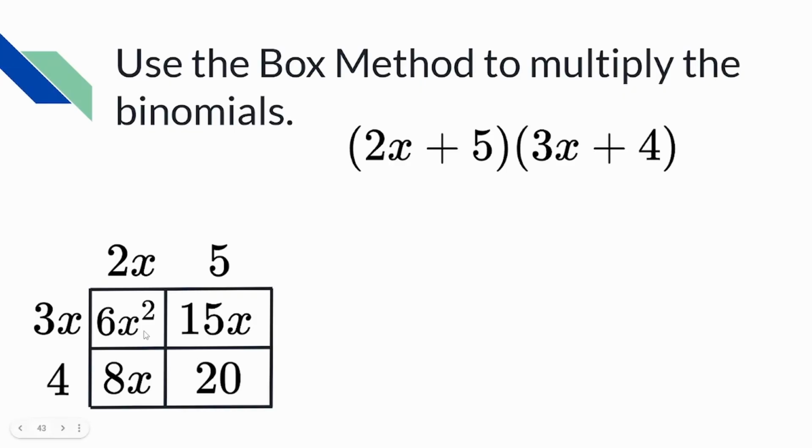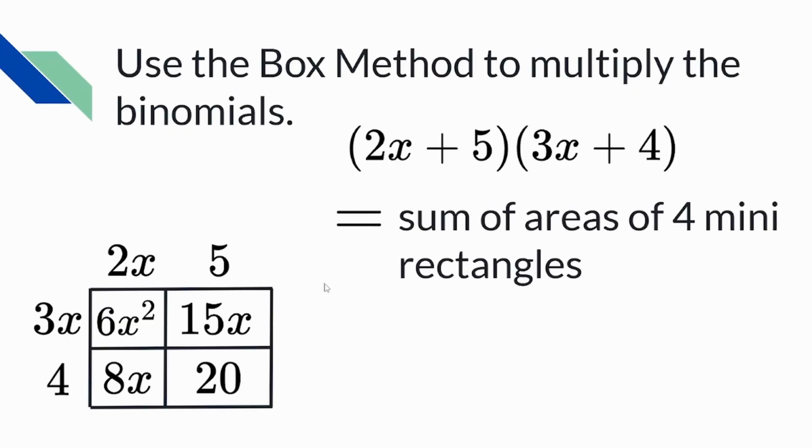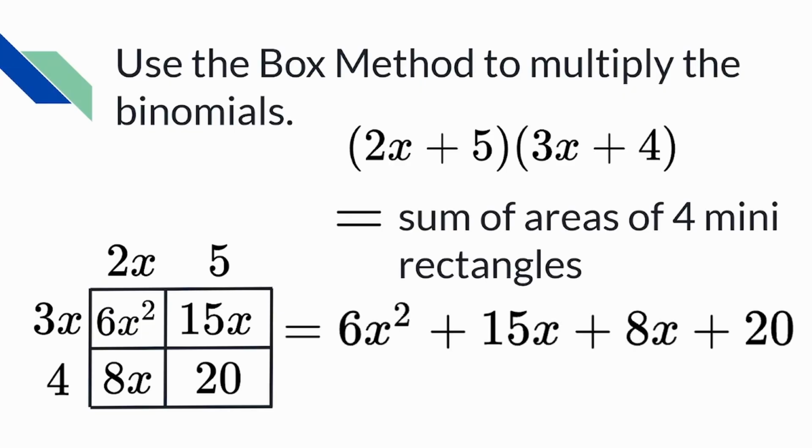So now we have the areas of all 4 mini rectangles. Okay, so we're going to add those up. It's the sum of the areas of the 4 mini rectangles. And we get 6x squared plus 15x plus 8x plus 20.